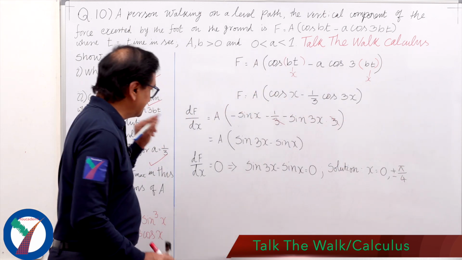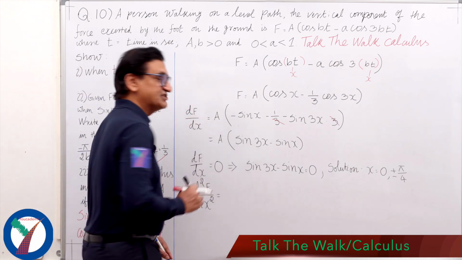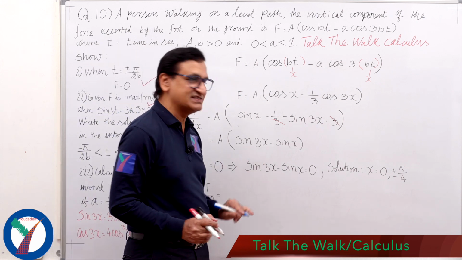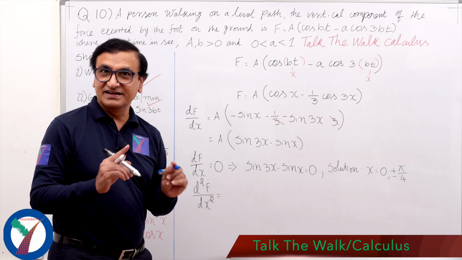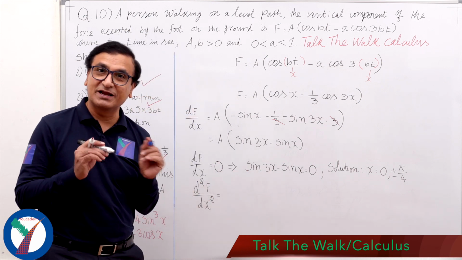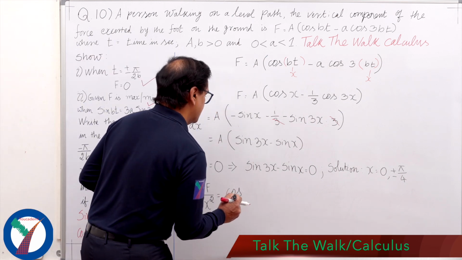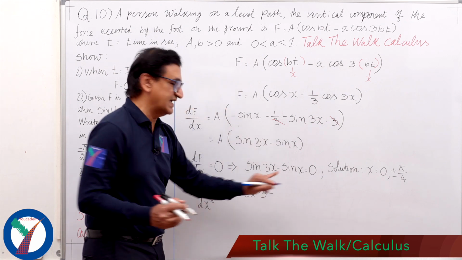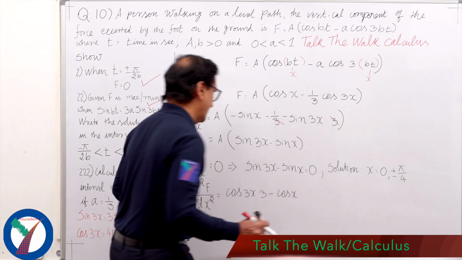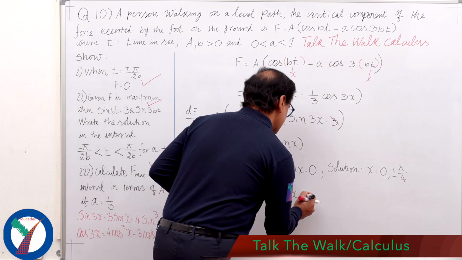Okay, now let us take the second derivative. So d square f by dx square. So df by dx is sin 3x minus sin x. Sin 3x: the derivative of sin is cos. Therefore, this would be cos 3x multiplied by 3. Minus sin x: derivative of sin x is cos x. Okay, so this will give me 3 times cos 3x minus cos x.